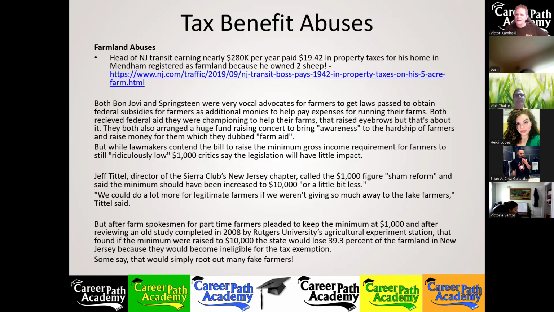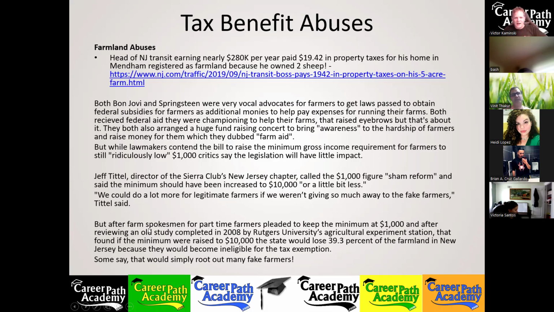I have only 10 by 50 feet in the backyard, the vegetable patch. There I'm spending almost $500 each year. Yeah, exactly. So imagine a farm. So Jeff Tittle said we could do a lot more for the legitimate farmers if we weren't giving so much of it away to the fake farmers. And he was suggesting just raising it to $10,000, or maybe even a little less, as the gross income, which is still a ridiculously low amount.